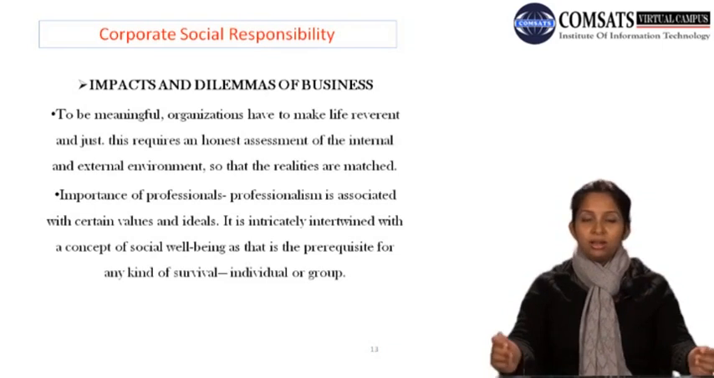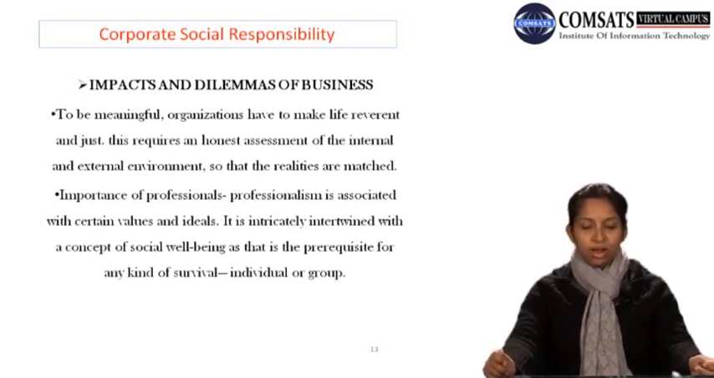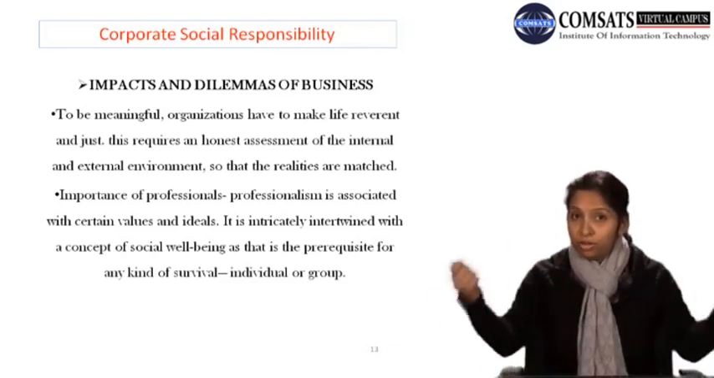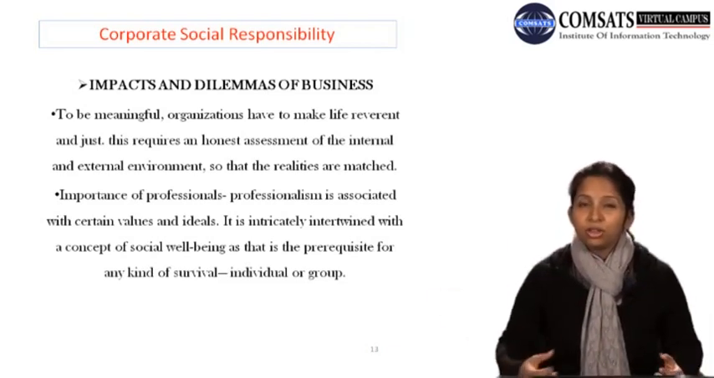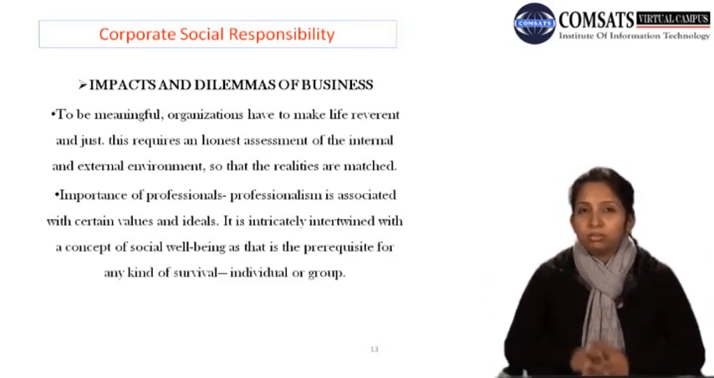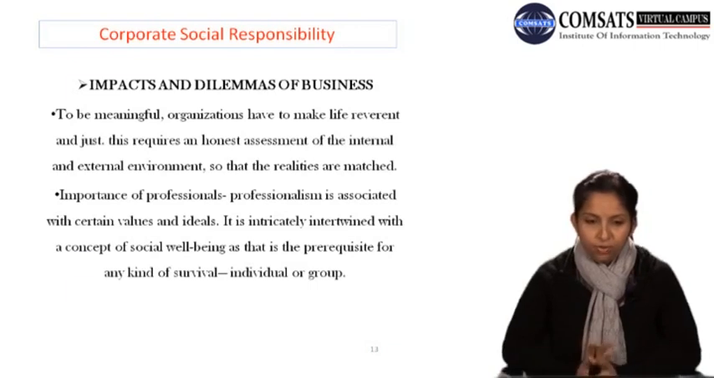So it becomes extremely important for professionals to have the right set of values and the right set of ideals, and they need to be intertwined with the social well-being of the society so that the society in general can sort of flourish and be good.